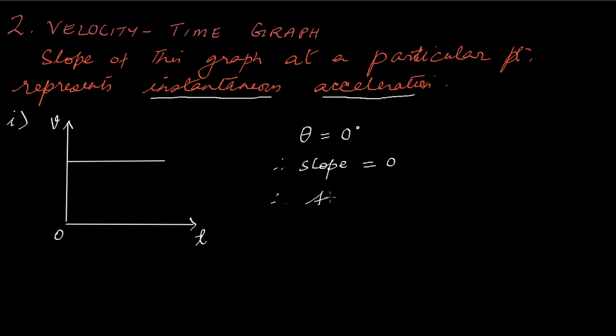So therefore acceleration is 0. Okay, so the body is moving with 0 acceleration, meaning what? Meaning it is moving with uniform velocity or uniform motion. Got it?